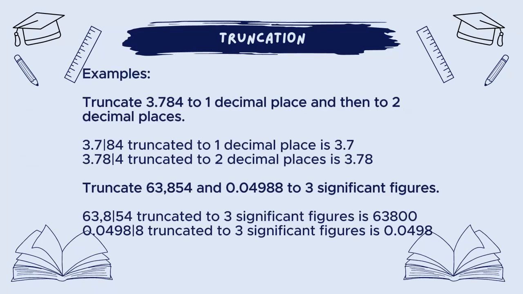For example, truncate 3.784 to 1 decimal place and then to 2 decimal places. To 1 decimal place, it is 3.7. To 2 decimal places, it is 3.78. There is another example on the screen.